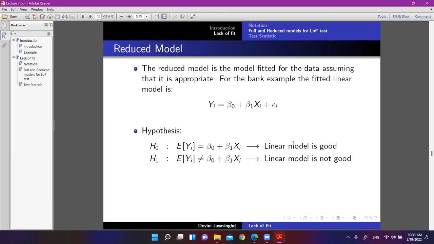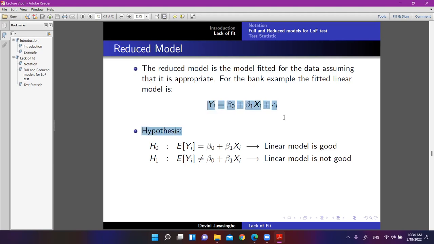What does it mean? If the linear model is good, the expected value of yi should be equal to this. The model should really exist without the error, because the expected value of error is zero, right? So that becomes zero. When you take the expected value on both sides, the expected value of beta naught is beta naught. The expected value of this one is beta 1 xi, you take the constant term out, plus the expected value of epsilon i is zero. So you have this.